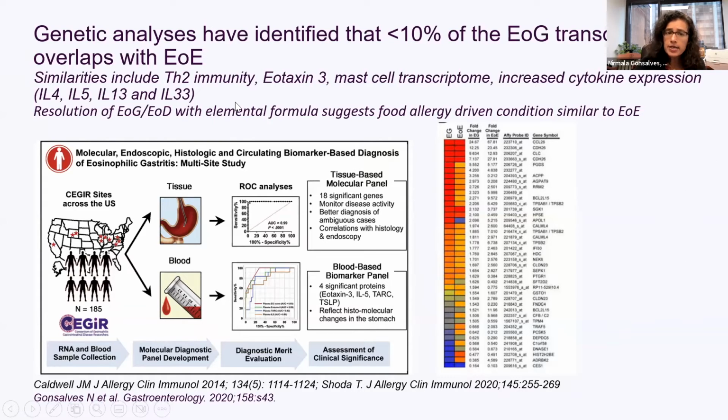The similarities included Th2 immunity, eotaxin 3, mast cell transcriptome, and increased cytokines, including IL-4, IL-5, IL-13, and IL-33. We also know, based on the Seeger study, that resolution of gastritis and duodenitis with elemental formula, so just a food allergy-driven condition. So again, some similarities with EOE.